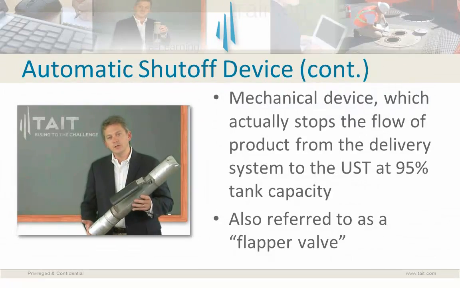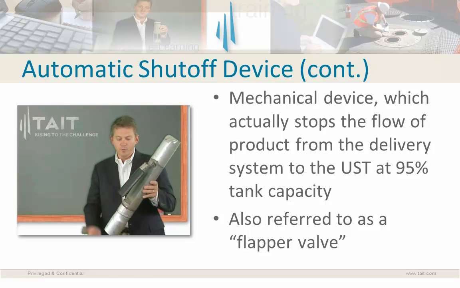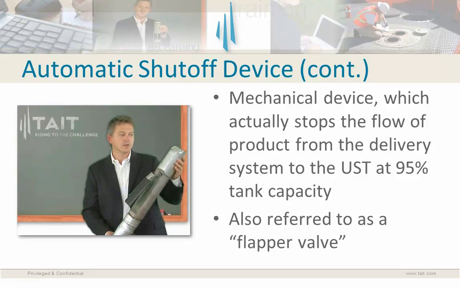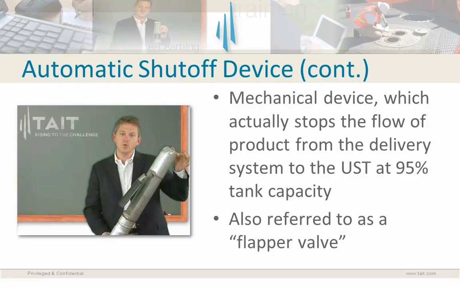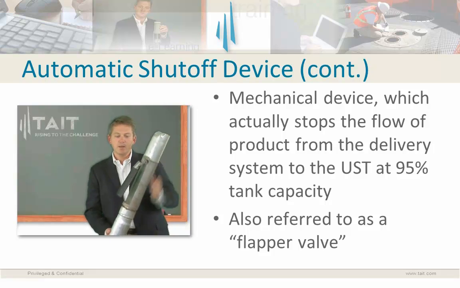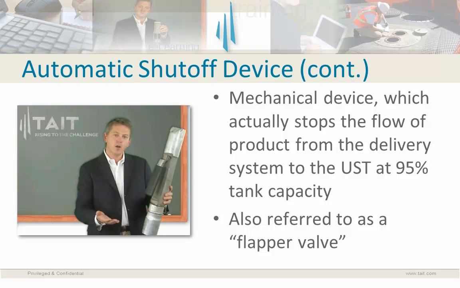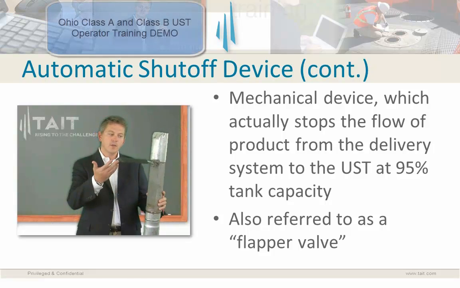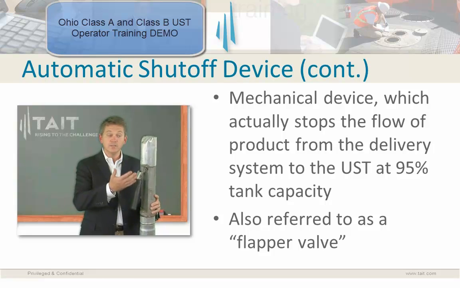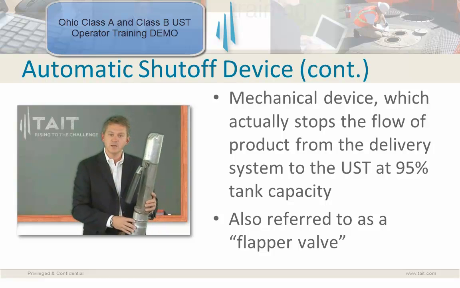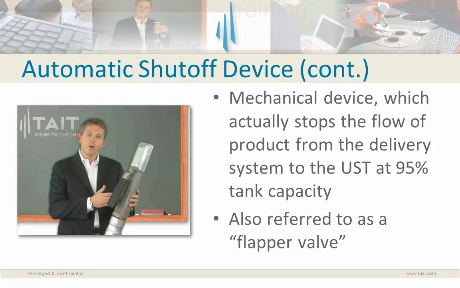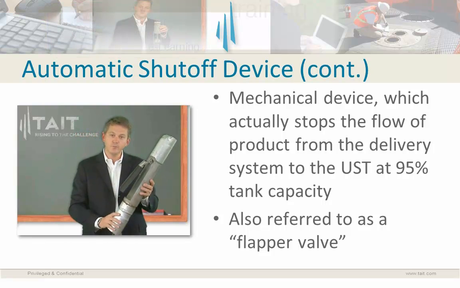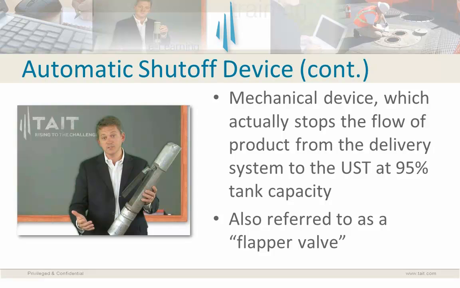What I'm holding is a portion of a fill pipe that has been cut to highlight just the automatic shutoff device. And as I mentioned before, as the product level rises, this float will rise along with the product level, and at the same time as it rises, it is shutting a valve inside of the fill pipe itself, thereby shutting off the flow of product coming into the tank system.